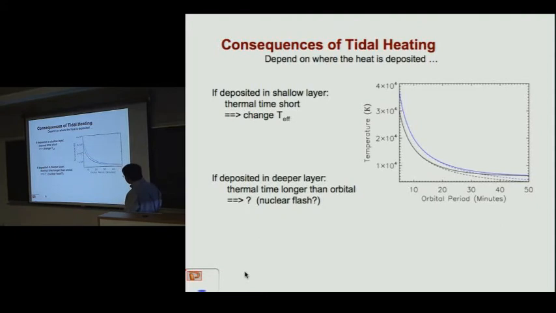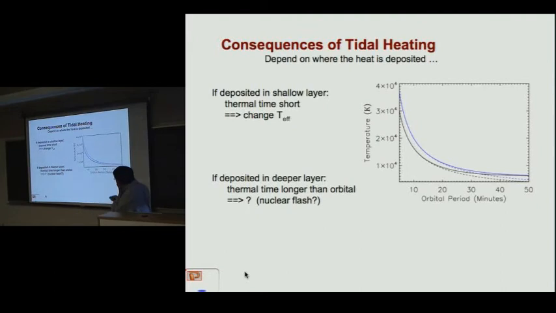On the other hand, if you deposit the heat deeper, still in the outer layer but somewhat deep, in that case the thermal time of that layer is long compared to the tidal decay time. That means the heat you deposit there does not have time to come out. It just accumulates there. Okay, in that case, you don't see this as a photon luminosity.